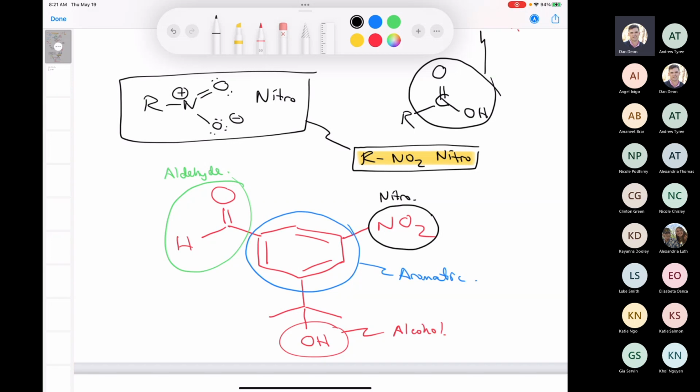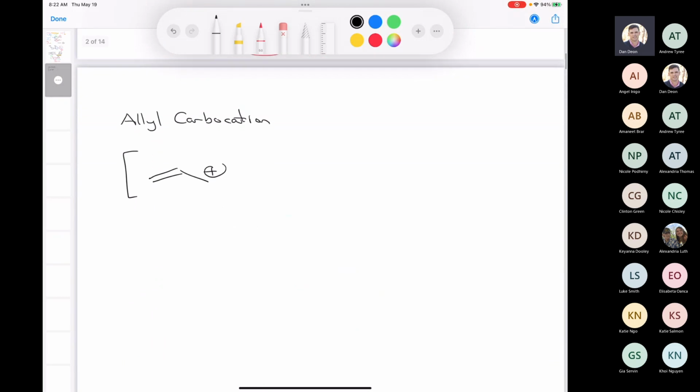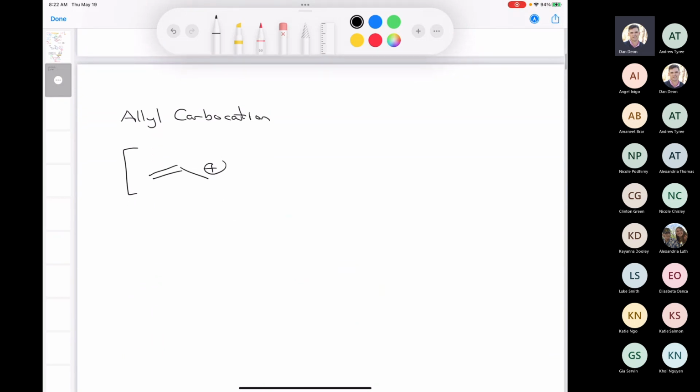And nitro comes up a lot in organic chemistry too. It doesn't really come up in organic chemistry 1 unless we're specifically talking about functional groups. But there you go, some functional group practice. And where we left off last lecture was talking about resonance, and we were talking about the allyl carbocation.